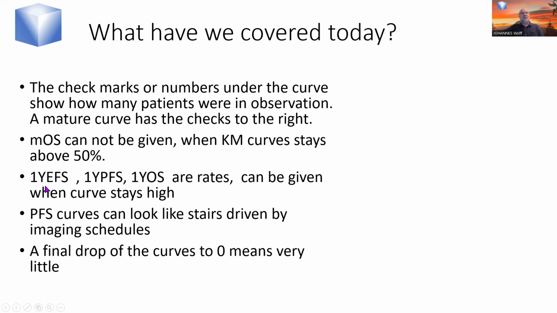But 1 year overall survival or event-free survival can be given even when the curve stays above the 50% line. Progression-free survival curves or event-free survival curves can look like stairs, but those are artifacts. One part of the artifacts is mathematical. It gives you a sharp step, and it typically is in the end of the curve. The other one is smooth and comes from imaging.